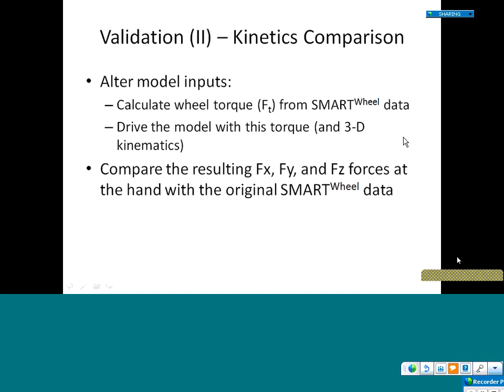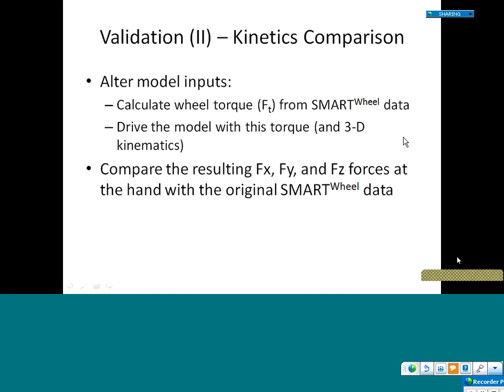I'm going to take the kinetics that I got from the smart wheel, and I'm going to isolate the f of x. And from the f of x, I am going to derive the wheel torque. So using the force in the x direction, I'm going to multiply by the radius of the wheel, and I'm going to get the torque from the smart wheel data. So I'm neglecting the Fy and Fz forces at the hand with the original smart wheel data, and I am going to be just looking at the f of x in the way that I'm looking at the torque data.